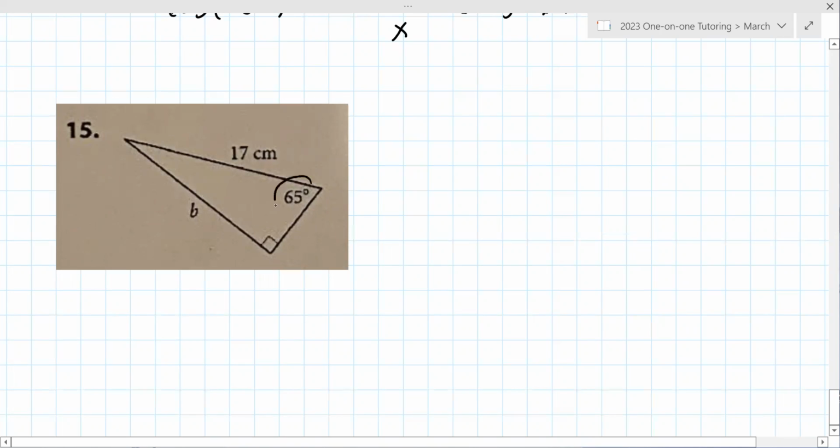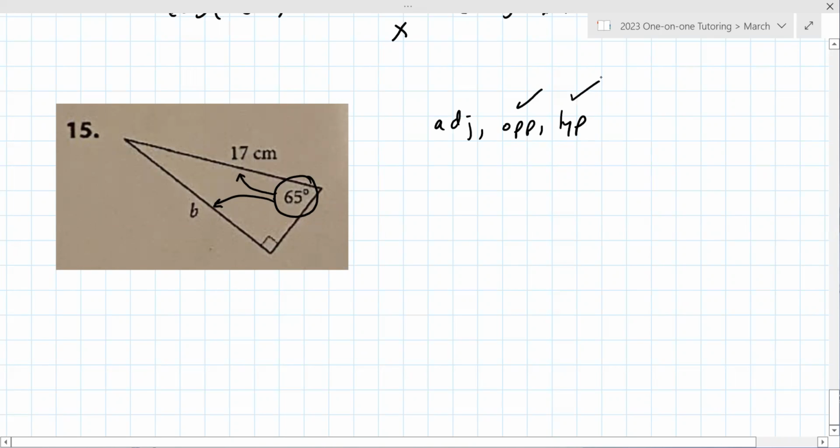Always start with the angle that's given. Relative to that angle, what is B and what is 17? And the correct answers are adjacent, opposite, and hypotenuse. So relative to this angle is B the adjacent, opposite, or hypotenuse? Is 17 the adjacent, opposite, or hypotenuse? Okay. So B would be opposite, I agree, and 17 would be hypotenuse. Good.